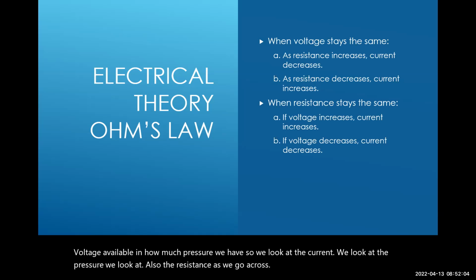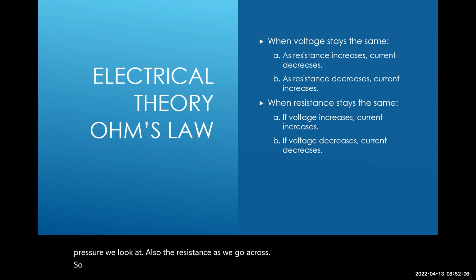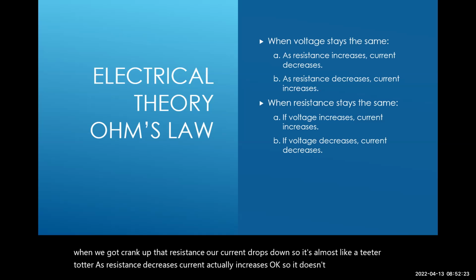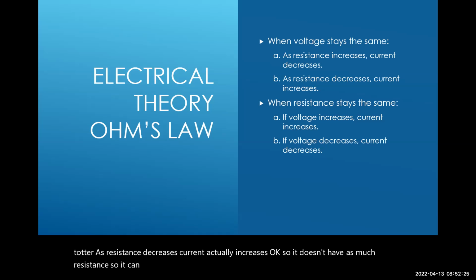So when voltage stays the same and the resistance increases, the current decreases. When we crank up that resistance, our current drops down. So it's almost like a teeter-totter. As resistance decreases, current actually increases. It doesn't have as much resistance, so it can actually flow a little bit more. The current can go a little bit more.